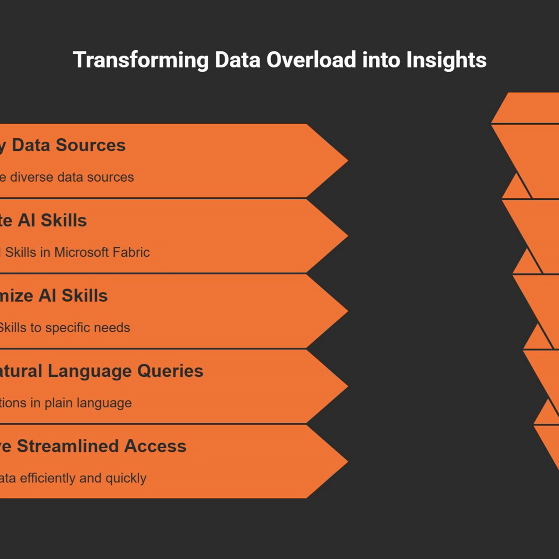Security and governance considerations also differentiated successful implementations. A government agency created clear guardrails for their AI implementation, defining which types of data could be accessed through natural language queries and which required traditional approval processes.